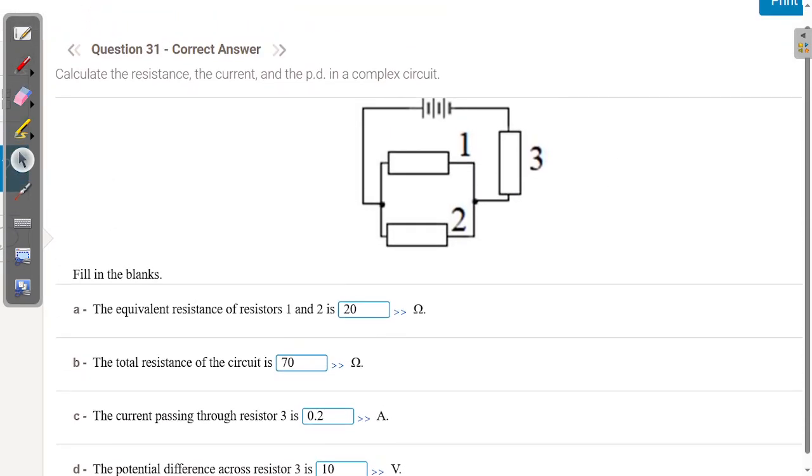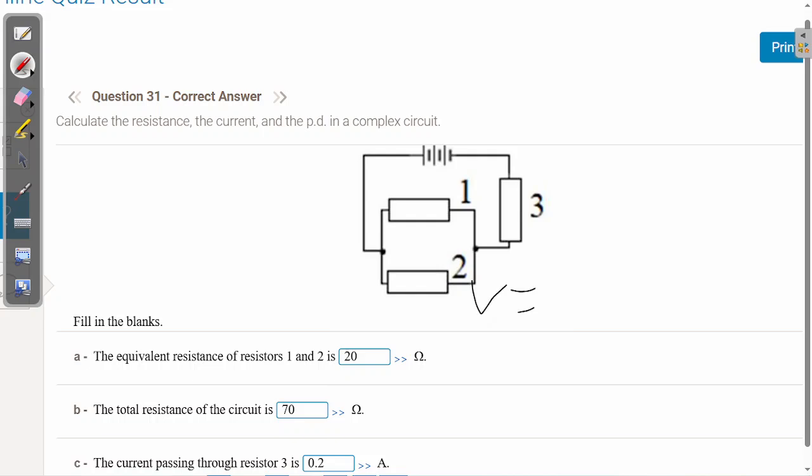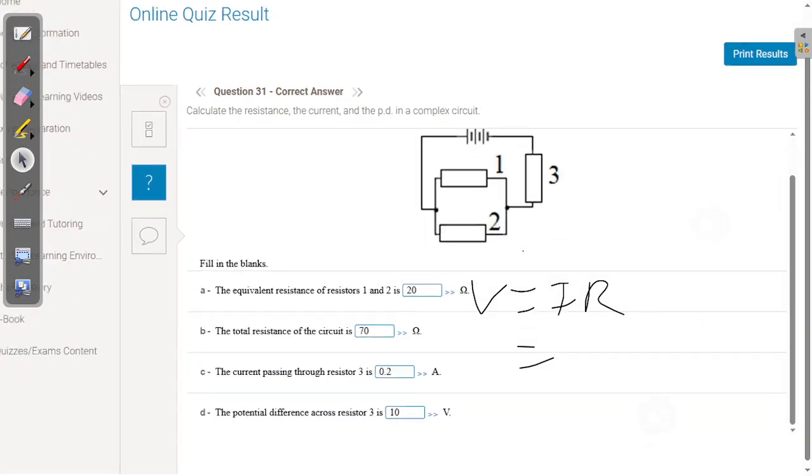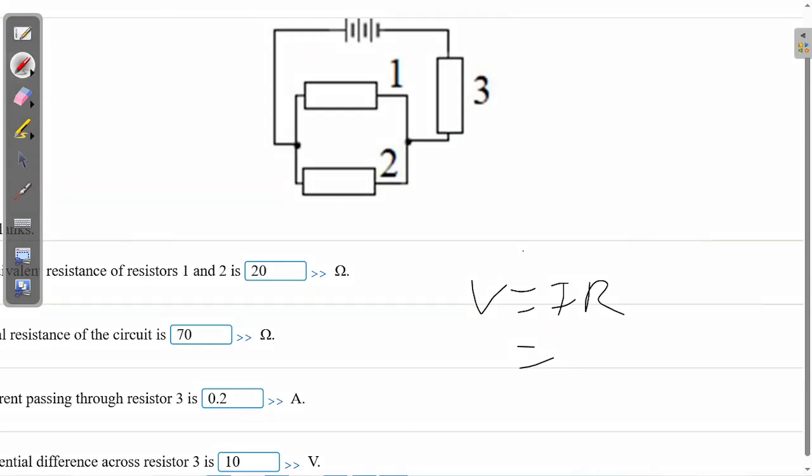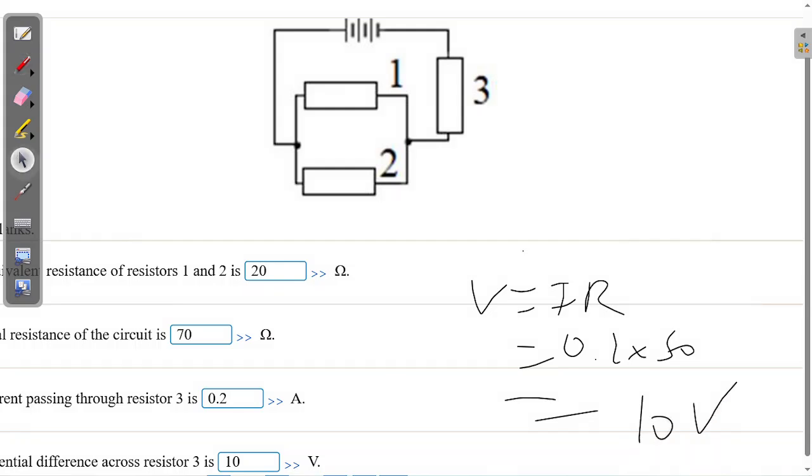Here's the potential difference across 3. Now we use V equals IR using the resistance of 3. Resistance of 3 is 50, I think, right? It's 50, so 0.2 times 50, 10 volts.